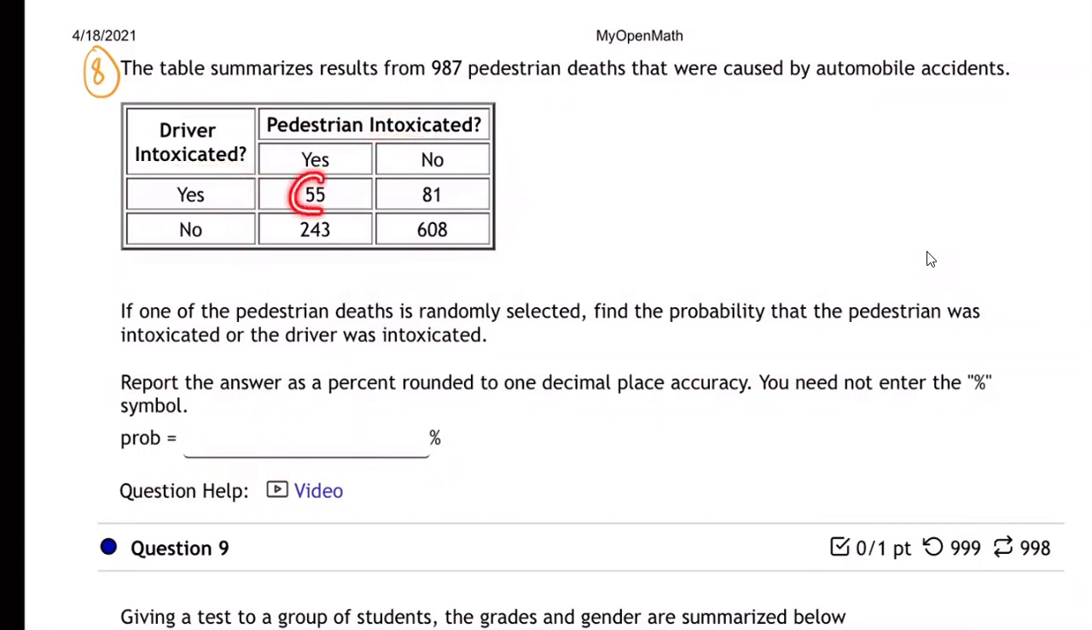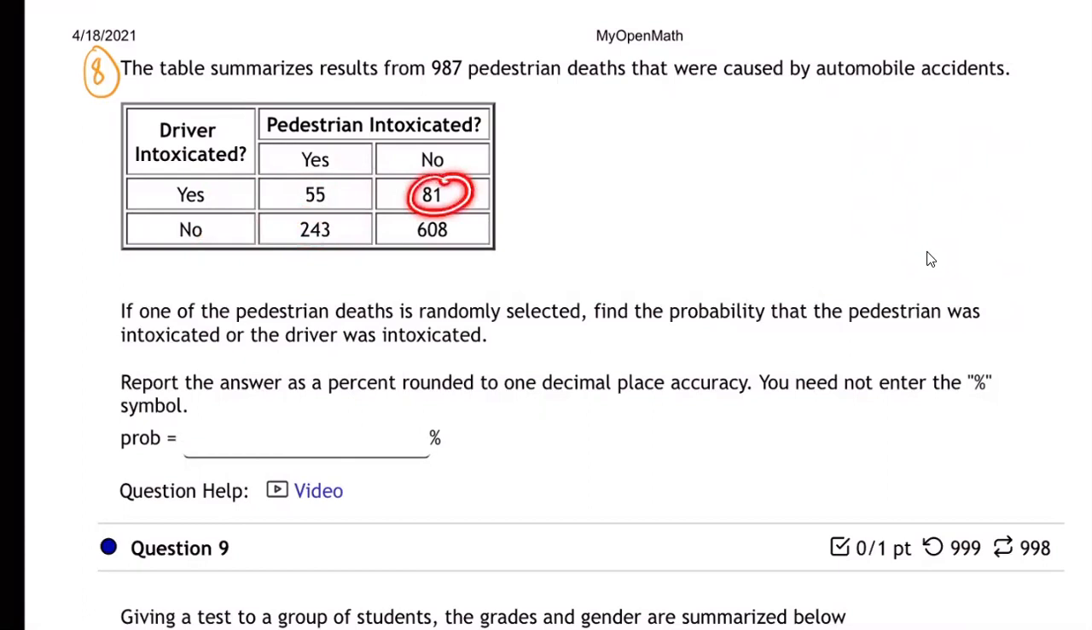These 55 people, in those 55 cases, I should say, the driver was intoxicated and so was the pedestrian. Everybody was drunk, basically. The driver and the person on foot are both drunk, so no surprise that a pedestrian was run over and killed. And then in these 243 cases, the driver was not drunk, but the pedestrian was. So probably the pedestrian was just wandering around drunk, went in front of a car, and died.